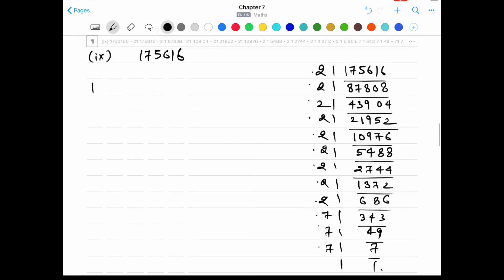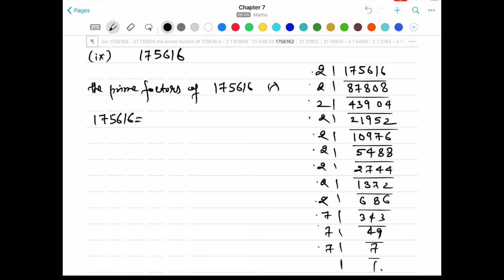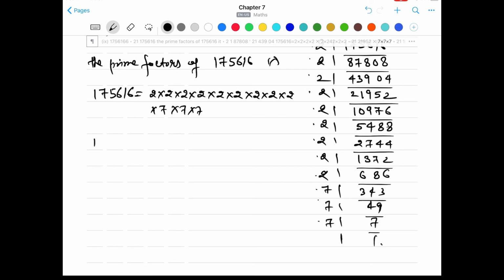So write the prime factors of 175616. We have 9 times 2, so write 1 2 3 4 5 6 7 8 9 twos, then multiplied by 7 into 7 into 7.